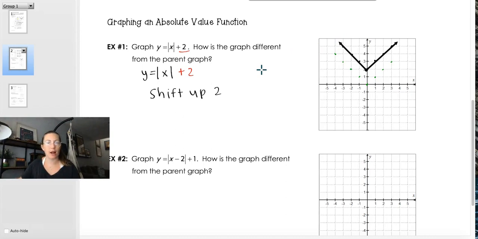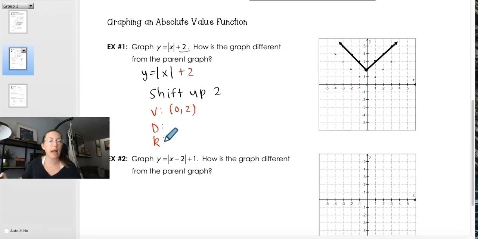And that would be my new graph. Let's go ahead and state where my new vertex is. So my vertex is now at 0, 2. It went up 2. All right, we need to start practicing our domain and range. We do a lot of domain and range, so we're going to practice.